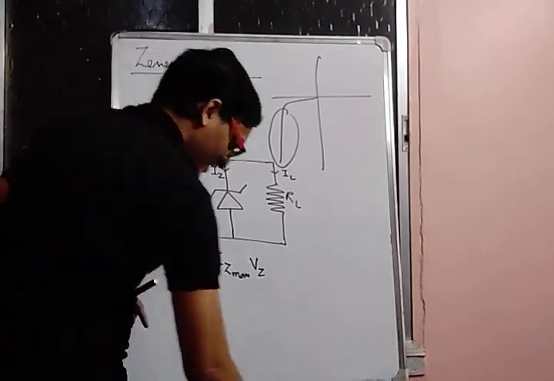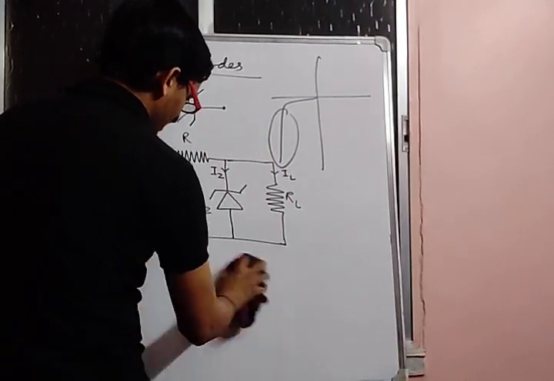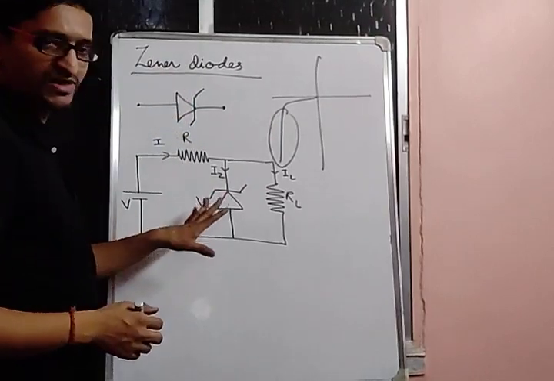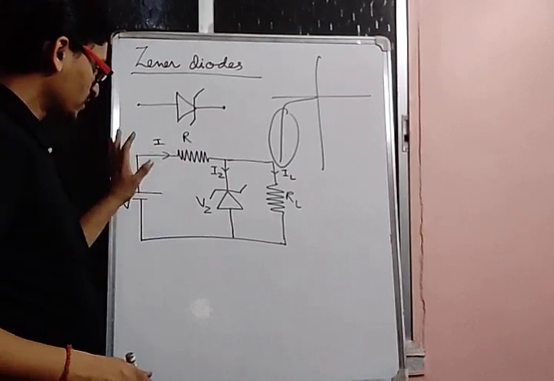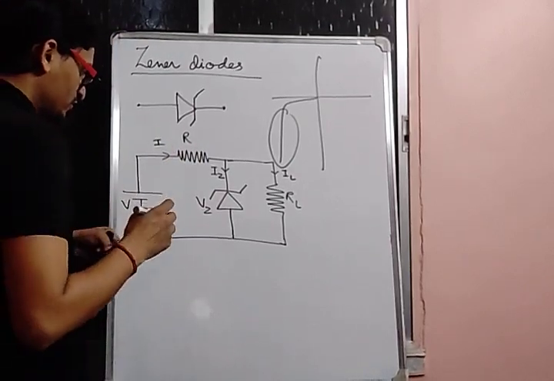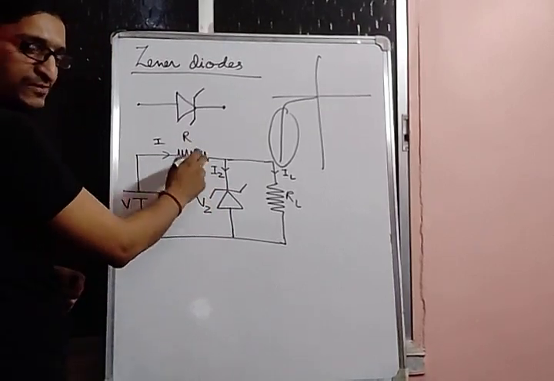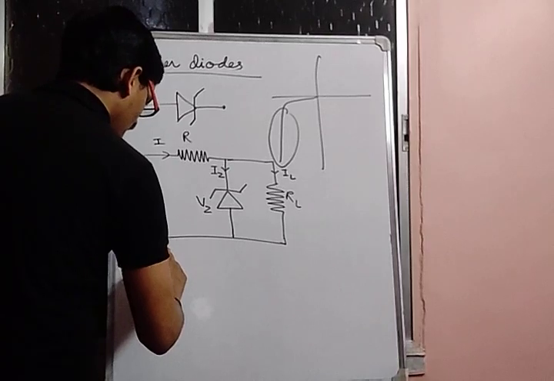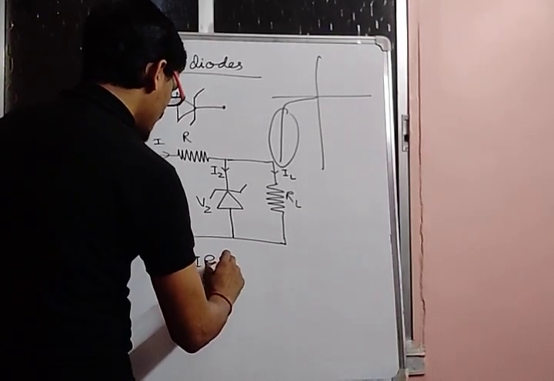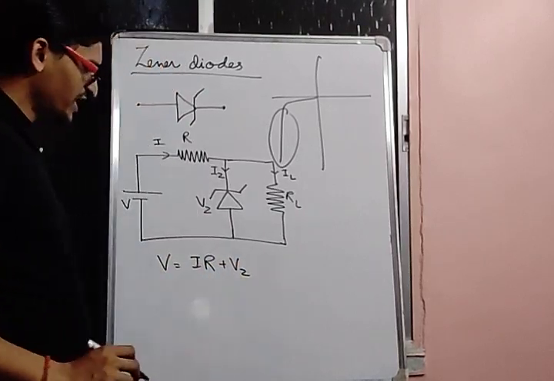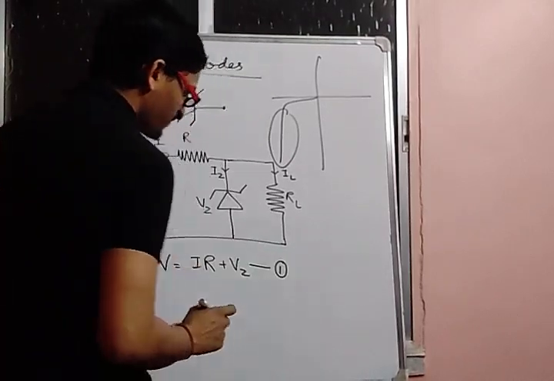Now what happens in the case of a voltage regulator circuit? We are assuming right now that this voltage is constant irrespective of the current flowing through it. So what are the various equations we will get? First, if I apply KVL in this loop, I get V equals I into R plus Vz. This is my equation number 1.